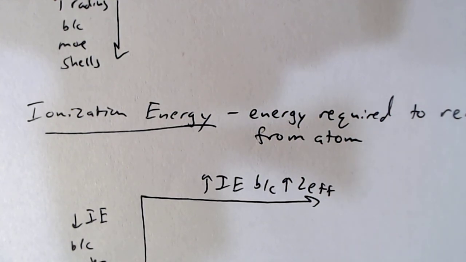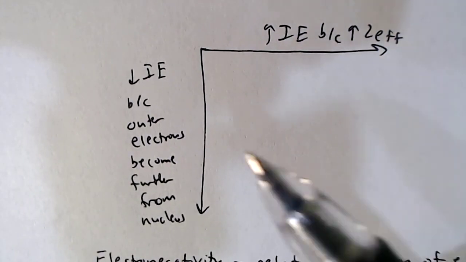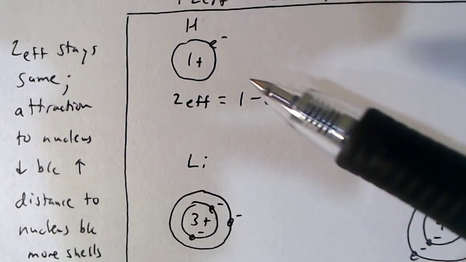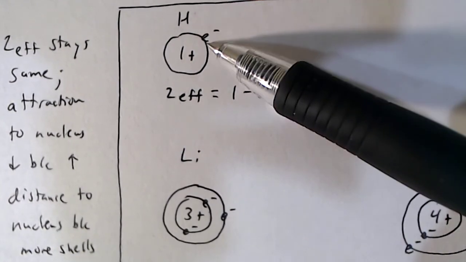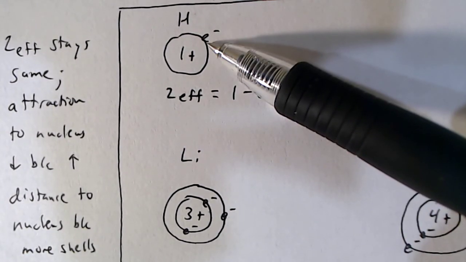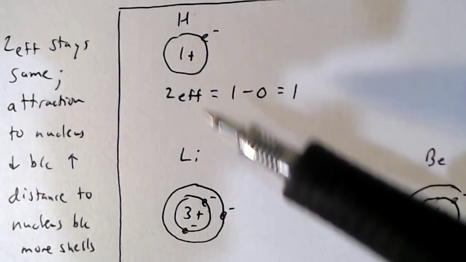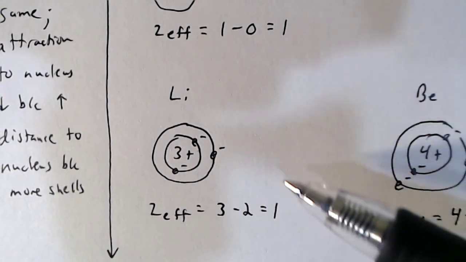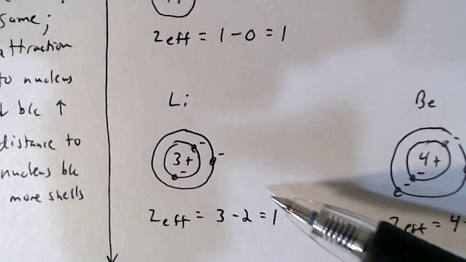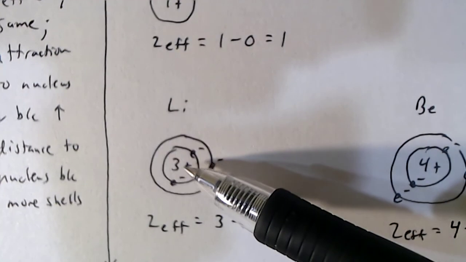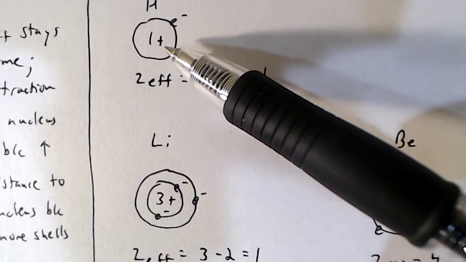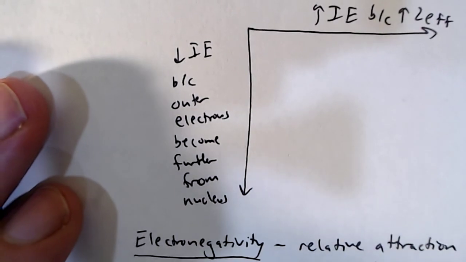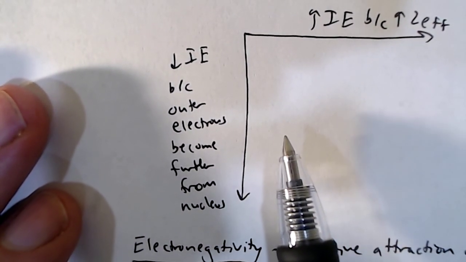But ionization energy will decrease as you go down, because here this electron is fairly attracted to the nucleus, but this electron is less attracted to the nucleus. We had the same effective nuclear charge, but this electron was further from the nucleus than for hydrogen. And so it was less attracted, and hence, less energy would be required to pull it off.